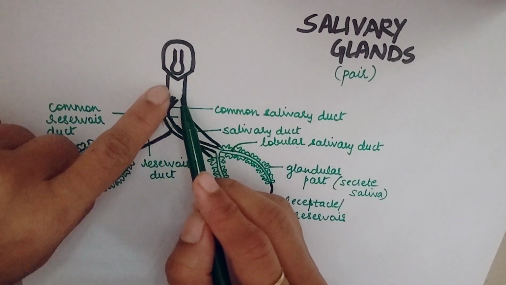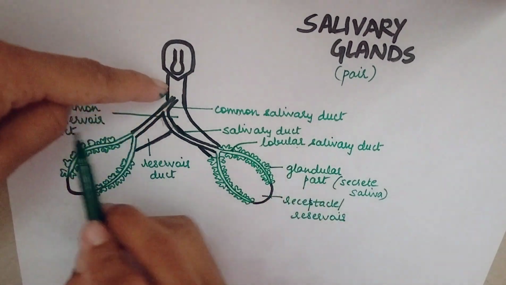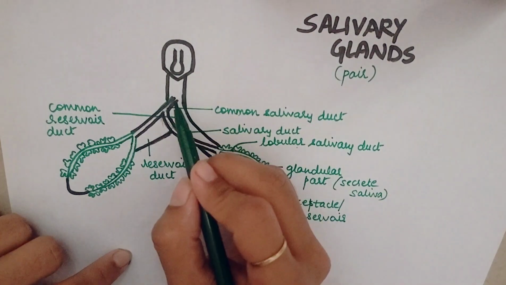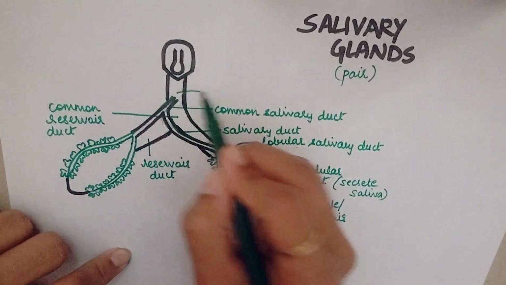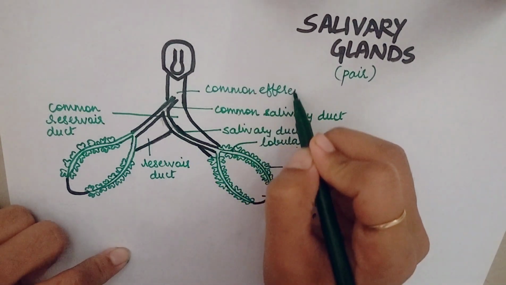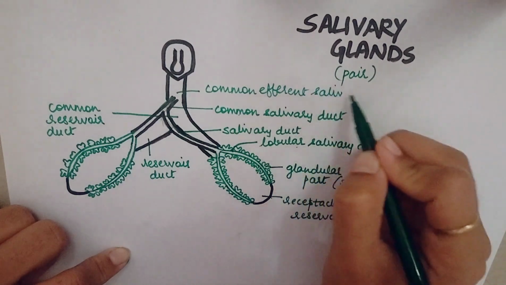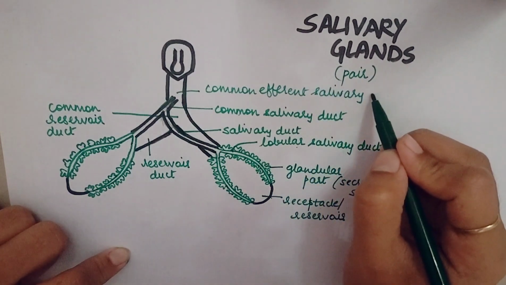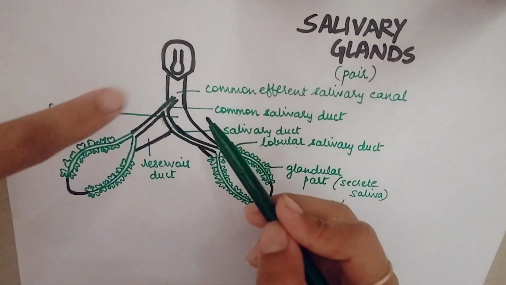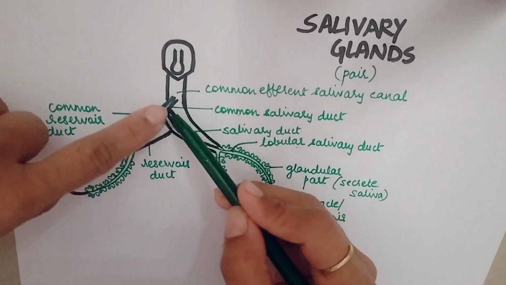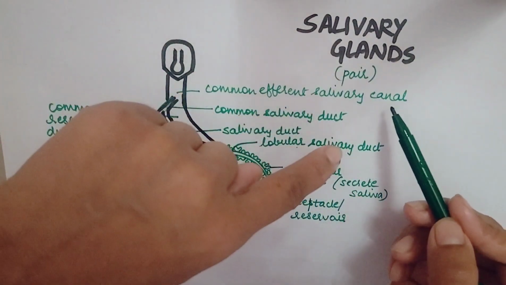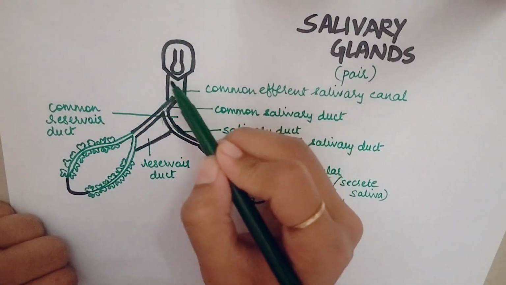The place where the common salivary duct and the common reservoir duct meet is called the common efferent salivary duct. So the common efferent salivary canal or duct is where the common salivary duct and the common reservoir duct meet, and it will open at the base of this structure.